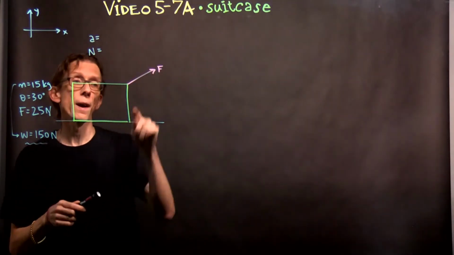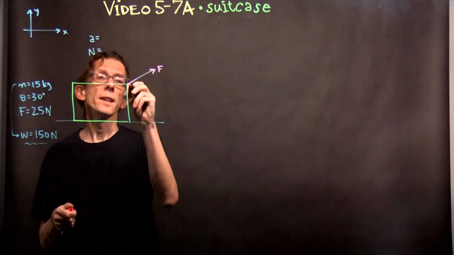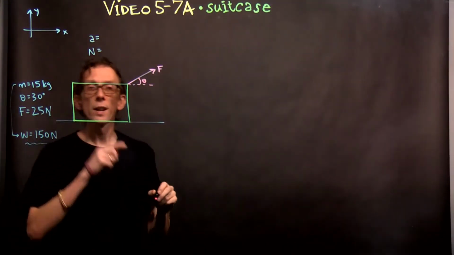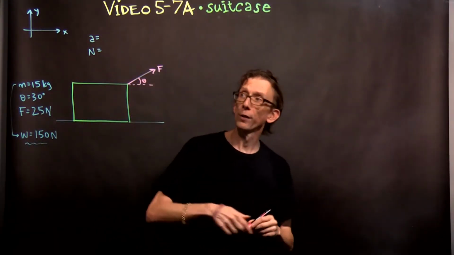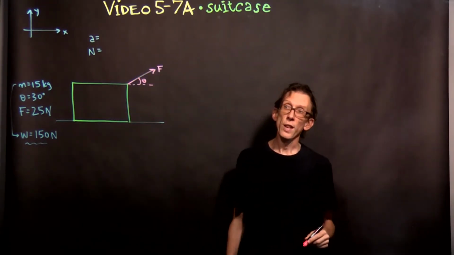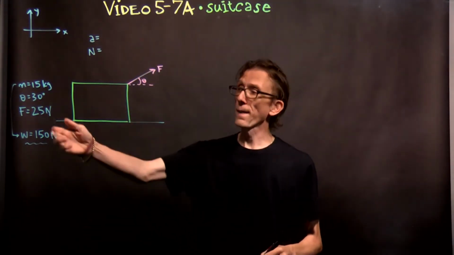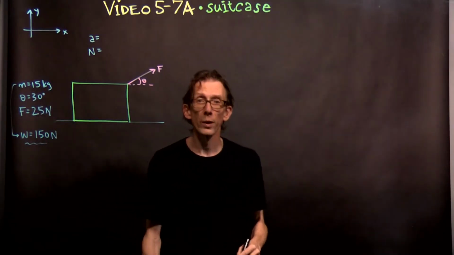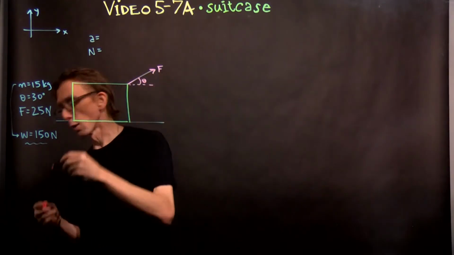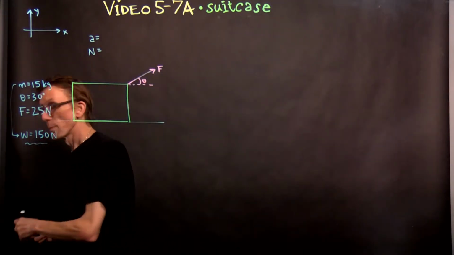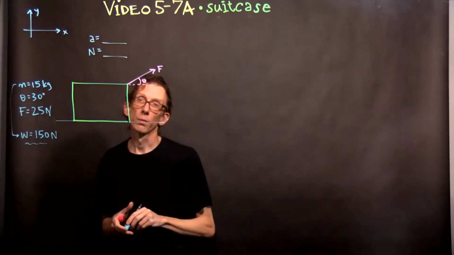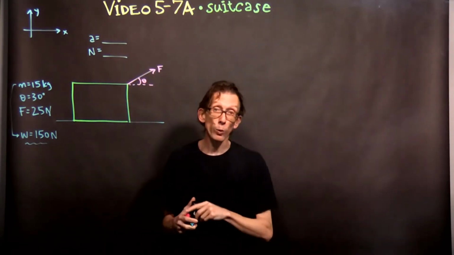So if the force is 25 newtons, we're pulling on it here. Let's say that makes an angle of 30 degrees relative to the horizontal, relative to the positive x-axis. So if theta is 30 degrees, we're pulling up with a force of 25 newtons. So we know our force. Okay. Two questions. What's the acceleration of the suitcase? And what is the normal force? Hint, hint, it is not equal to the weight.